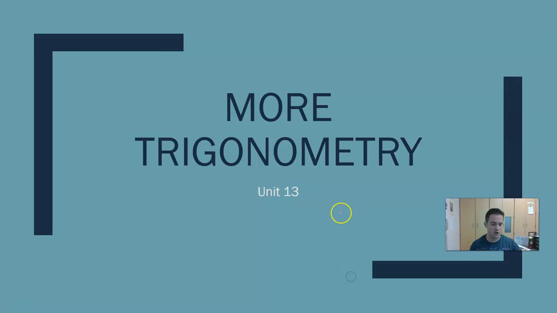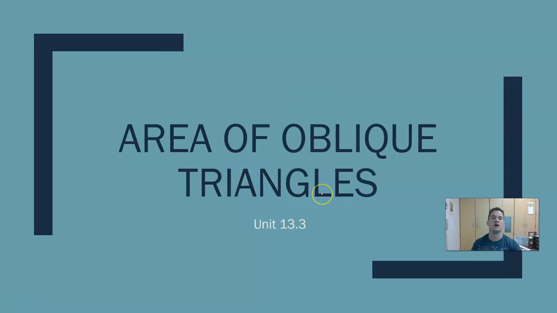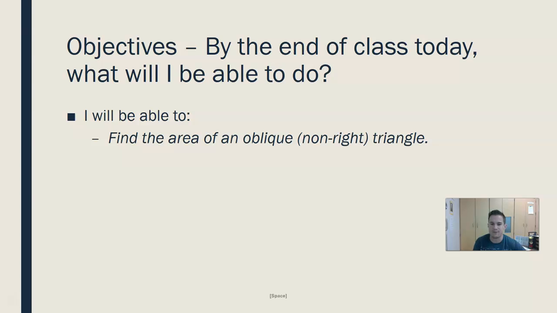So to start, we're going to start by talking about the area of oblique triangles. This is unit 13.3, but we're going to start with it. We'll talk about what an oblique triangle is if you're not familiar with that term, but we're going to find the area of triangles. Hopefully this isn't terribly new information, but we're going to talk about what makes this different.